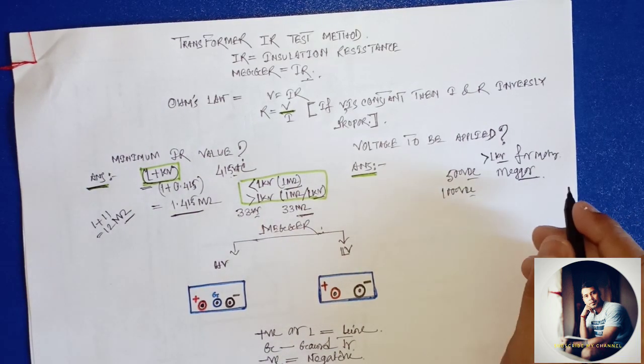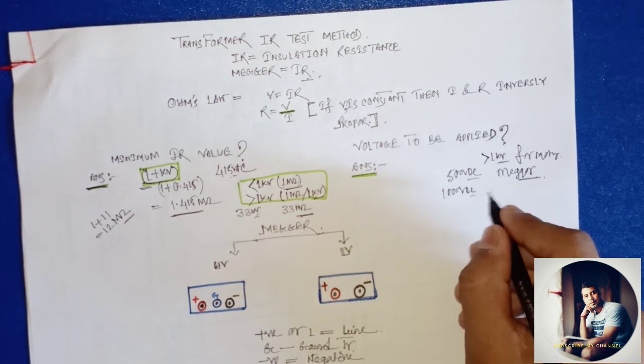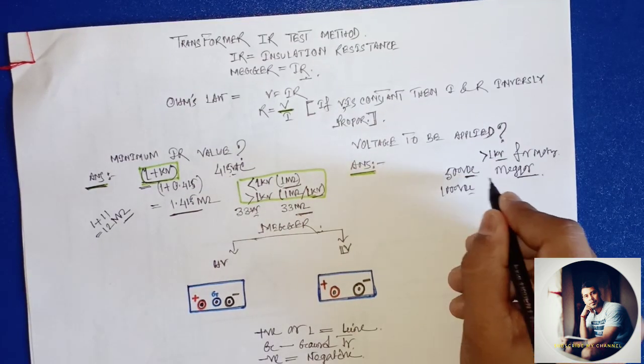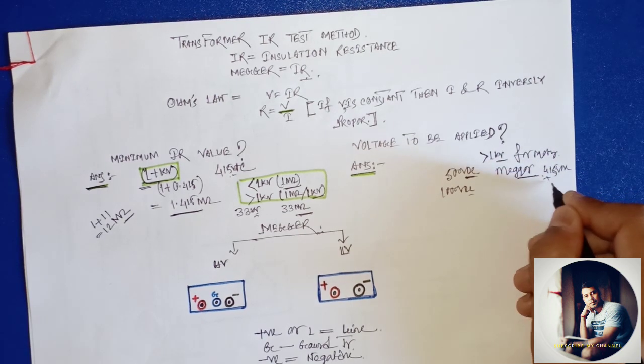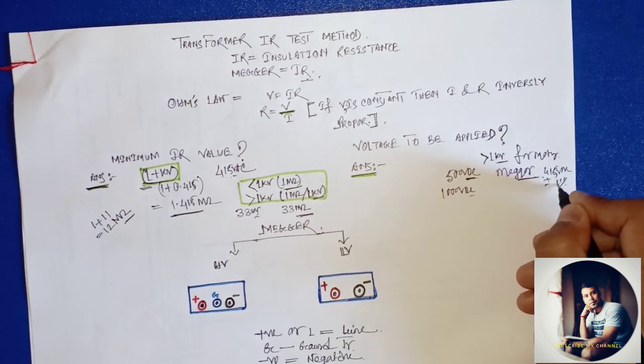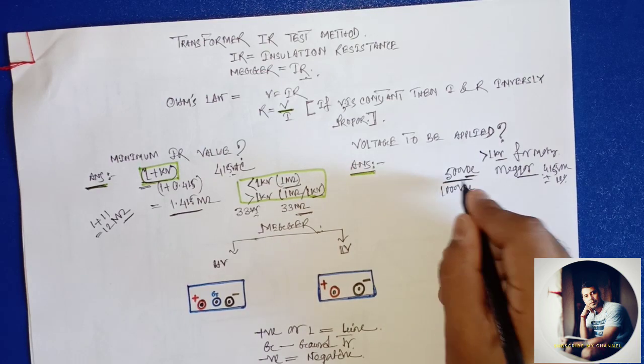It means 1100 volt. So you can use it, but it is better to use 500 volt DC because the motor voltage is 415 volt AC plus minus 10%. So it will be better to use 500 volt DC.